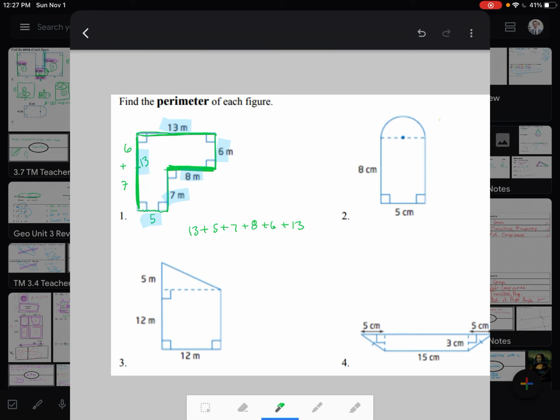So 13 plus 5 plus 7 plus 8 plus 6 plus 13 gets us a full perimeter of 52 meters. And again, looking through, we did what we needed to do. We're in good shape. So let's do the same thing. Break out all of these unknown sides.